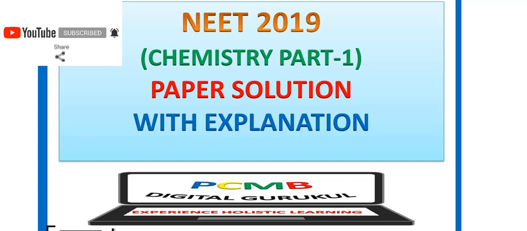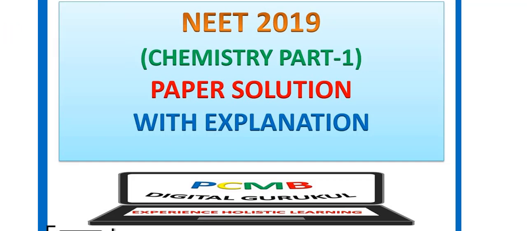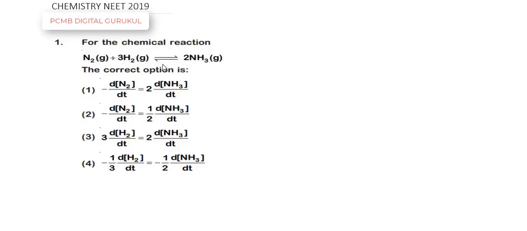Today we are going to discuss Chemistry NEET 2019 questions. The first question is: for the chemical reaction when N2 reacts with 3 moles of H2, it gives us 2 moles of NH3. We have to choose the correct option.